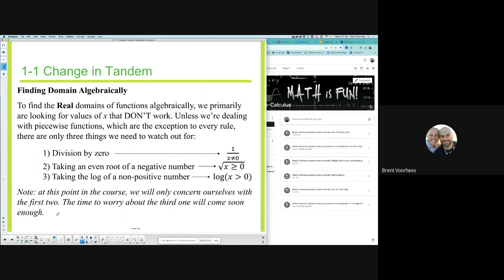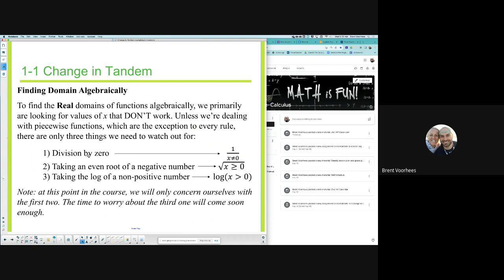All right, so to find domain algebraically, here's the fun stuff. Now, I wish I could point in my room. I turned in a laminated version of this last week. I call it the three commandments of math. There are three things in math you cannot do. You ready for this? Very, very important that you get this down. I mean, it's extremely important.